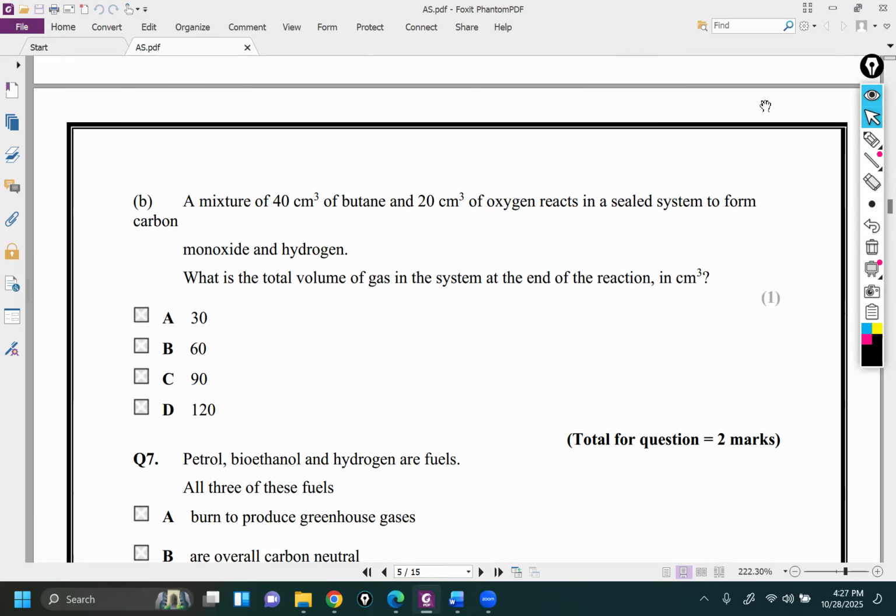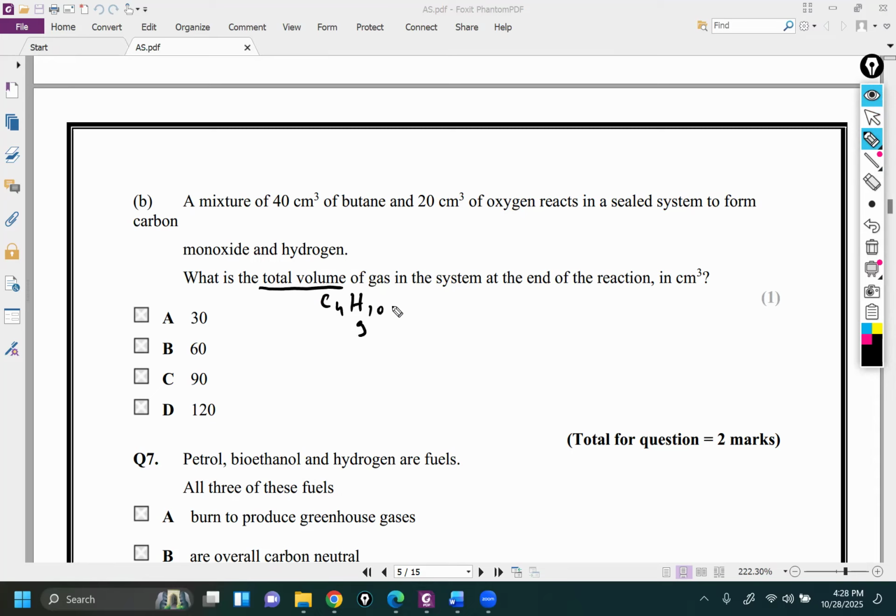Part B. A mixture of 40 cm cube of butane and 20 cm cube of oxygen reacts in a sealed system to form carbon monoxide and hydrogen. What is the total volume of gas in the system at the end of the reaction? Now, obviously, although an organic equation is involved, this question is from Unit 1, topic 1, which is the calculation part.